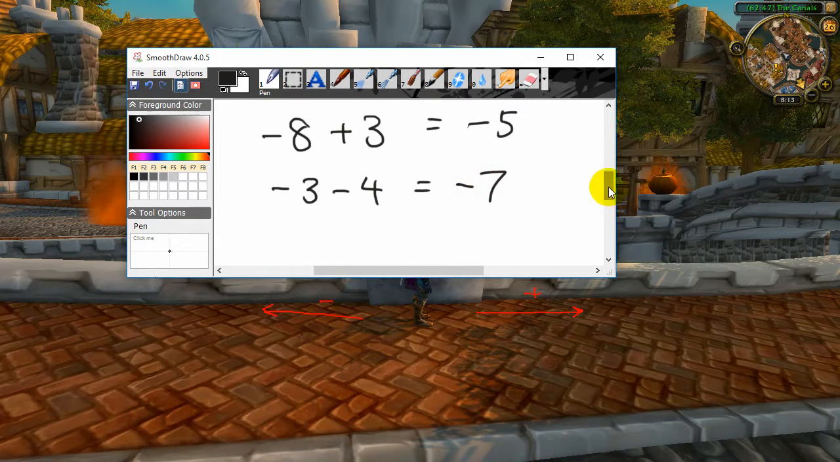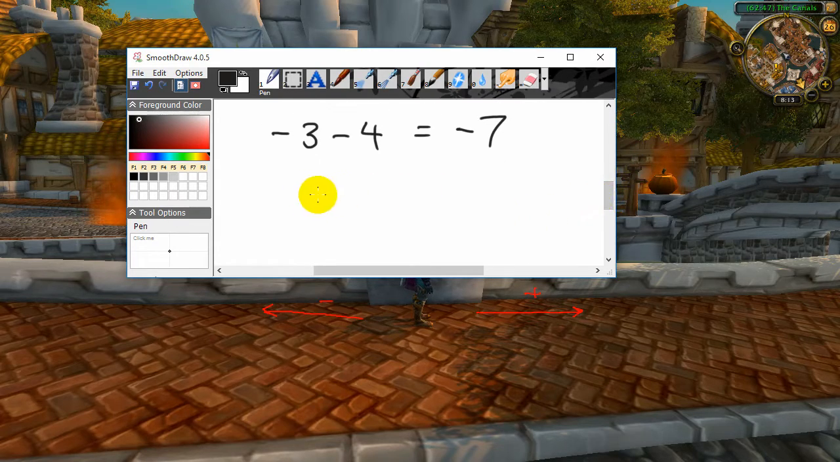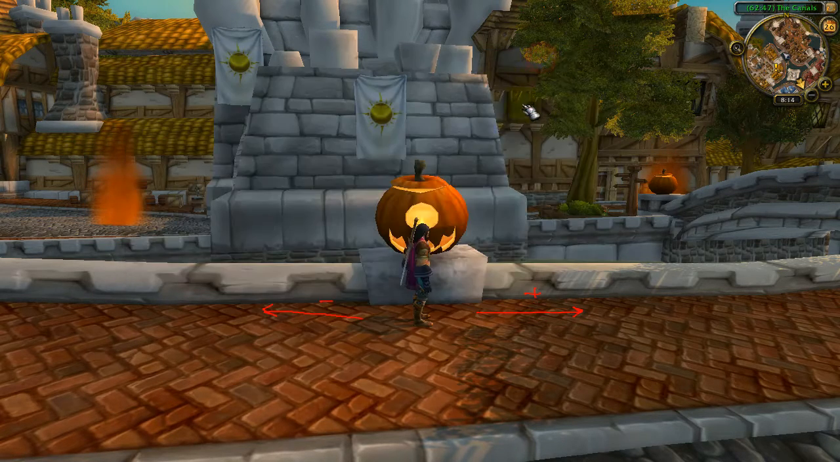Okay, so now let's do a double negative, which a lot of people get confused with. So instead of negative 3 minus 4, I'm going to go negative 3 minus negative 4. Minus minus. And this is also going to explain to you guys why negative times negative is positive.